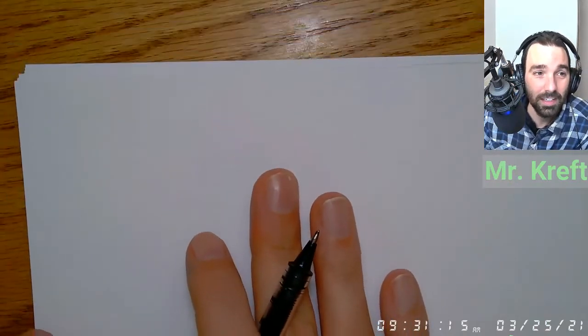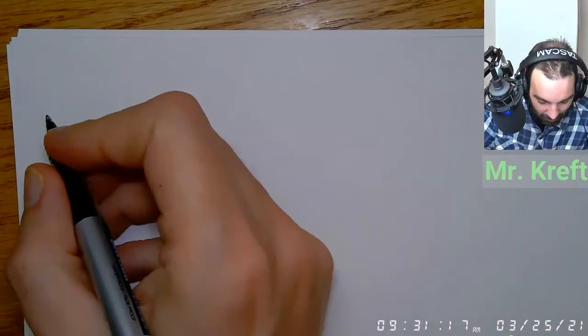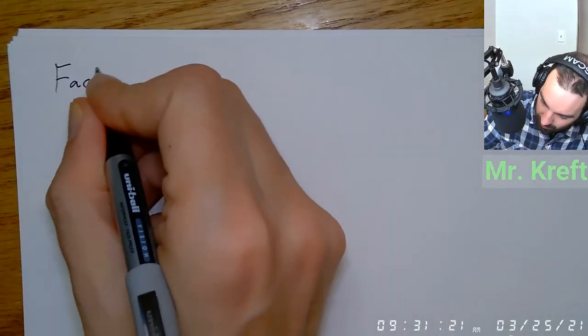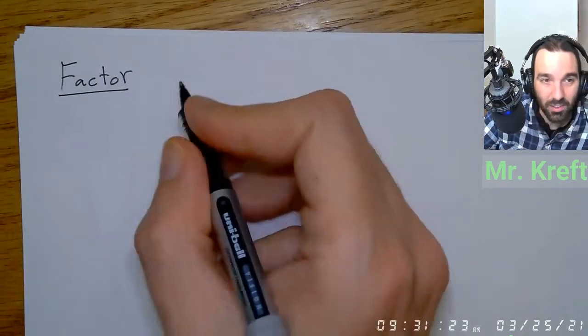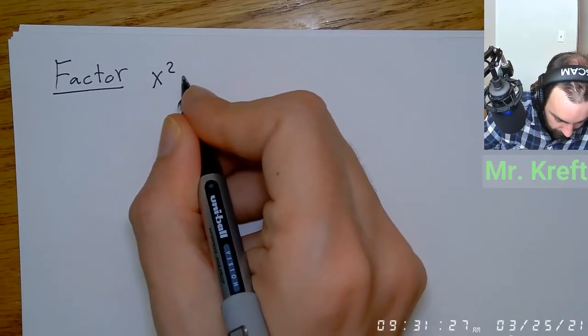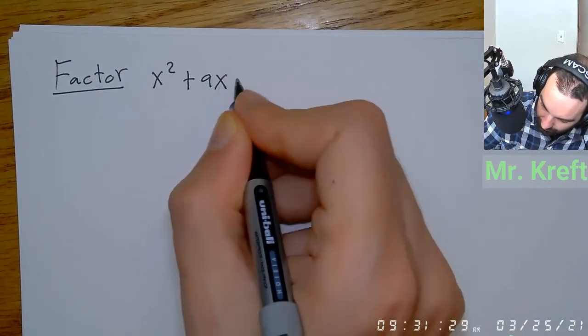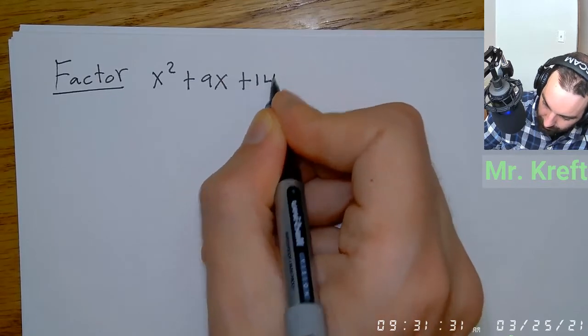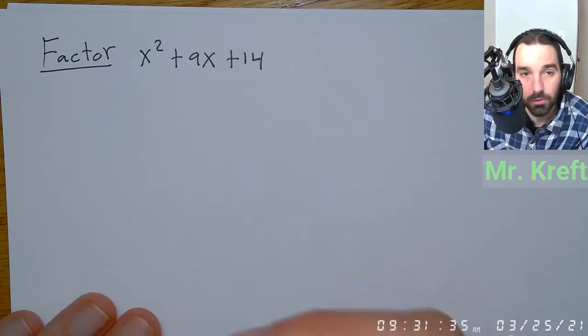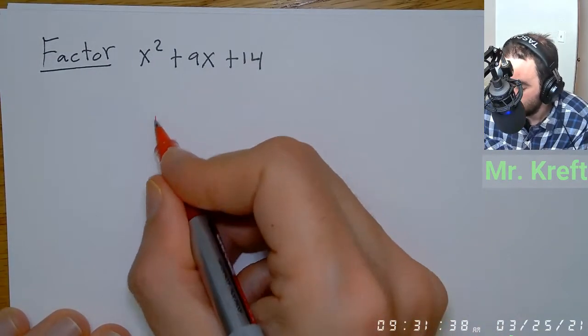All right, so let's do one together without all that fancy note taking stuff, right? Okay, here we go. So we're going to factor. Remember, factor is just a fancy way of saying dividing. So we're going to say x squared plus 9x plus 14. Okay, so again, I'm working backwards here. So the first thing I'm going to do is I'm going to draw a box.